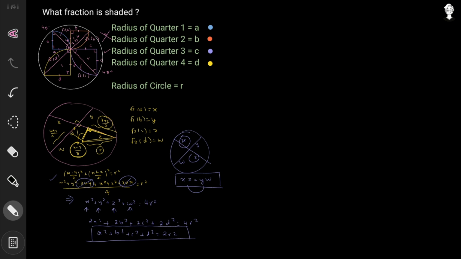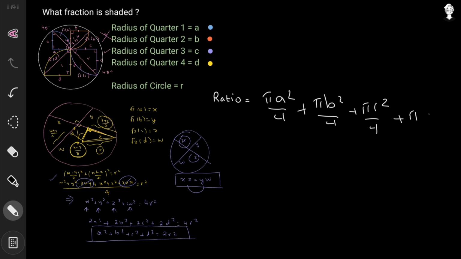Let me show you. The required ratio that we have to calculate is the combined area of these quarter circles to the area of the circle. So I'm writing it over here. The required ratio is going to be equal to, now the area of a quarter circle is pi the radius square upon 4, and as the radii of these quarter circles are a, b, c and d, the area of the first quarter circle is pi a square upon 4. The second would be pi b square upon 4. The third one would be pi c square upon 4, and the fourth one would be pi d square upon 4. So here we have combined the area of these quarter circles.